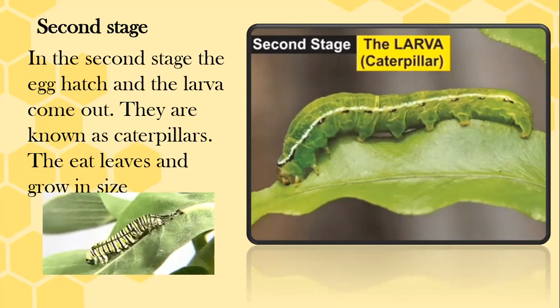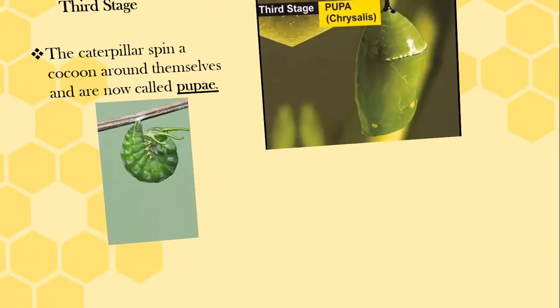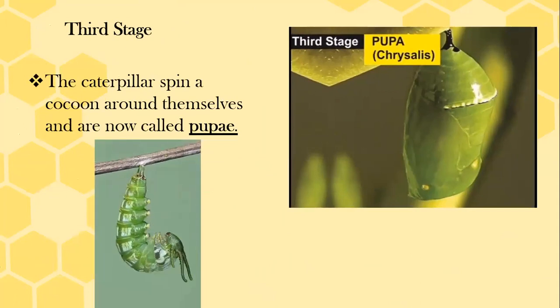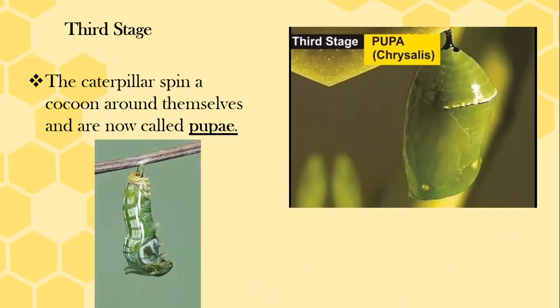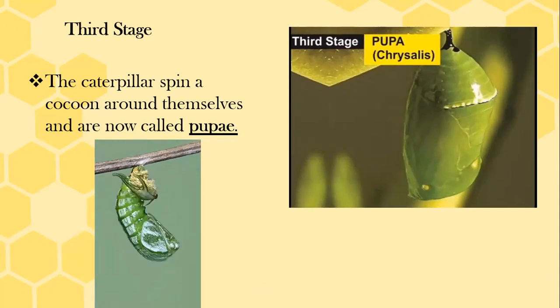Now let's move to the third. Okay, so this is the third stage. The third stage means when it turns into a pupa. The caterpillar spins a cocoon around itself and is now called a pupa.